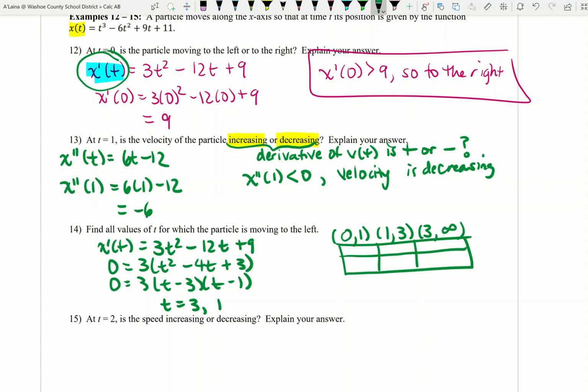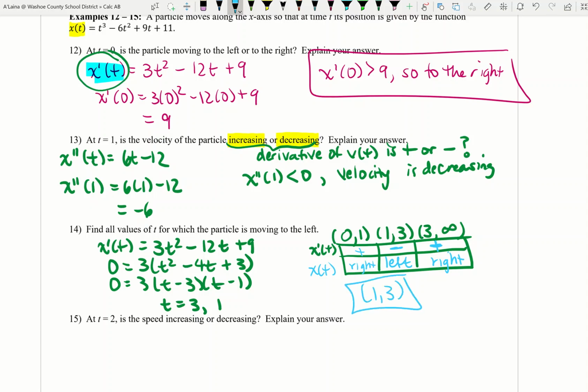And then I'm going to look at the sign of x prime in each of these intervals. If I test something like a half, I get a positive times a negative, leaving me with a positive, and this tells me that the particle is moving to the right. If I pick something like 2, I get positive times a negative times a positive, leaving me with a negative, and the particle is moving to the left. If I test something like 10, I get all positives multiplied together, and the particle is moving to the right. So the values of t where we're moving to the left would be on the interval from 1 to 3.